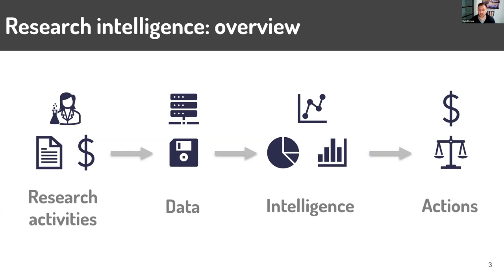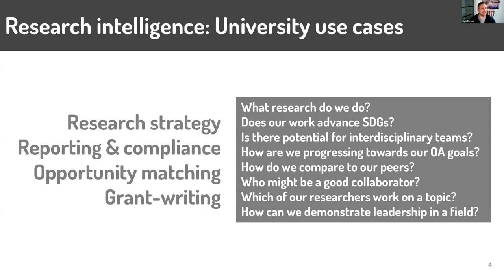At the institutional level, so when you're talking to a vice president of research, president, executive, this ends up focusing on a few buckets. So this is what I have here on the left: research strategy, reporting and compliance, mainly for funders, but also the public, opportunity matching, so making sure that the right grant gets to the right researcher or the right donor knows about the right researcher, and then grant writing. And on the right here, I have a few of the questions that people ask with research intelligence in these buckets, but just to give you an idea, what research do we do is a really common one. Are we progressing on our open access goals? Which of our researchers work on a specific topic? So these are the types of questions that people are asking in research intelligence.